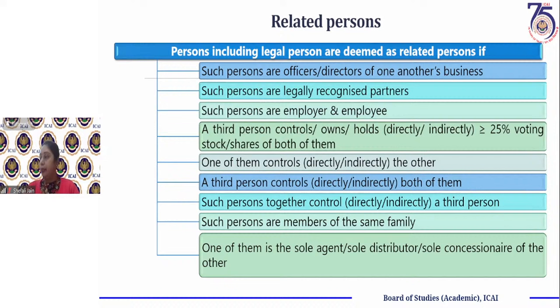Can control be in professional capacity also in the fifth point? Control, if a company is controlling, if a person is controlling the other person, that has to be in the professional capacity. I didn't understand what you mean to say, but if you are an employee and you are controlling the decisions, that is not included.